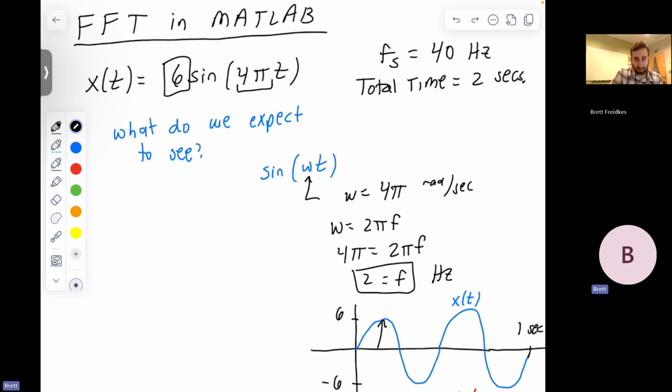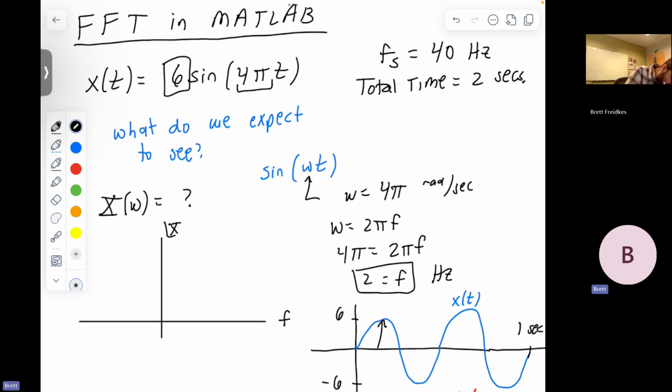Now the question is, what do we expect in our frequency domain? As I showed in another video, if we were to do the FFT of this, we learned that we would have in the frequency domain 2 Dirac delta functions, one at a positive frequency and another at a negative frequency. So I'm looking at F, and I'm looking at the magnitude of x of omega. Considering that our frequency is 2 hertz, I would see some Dirac delta function at 2, and we will see a mirror image of it on the other side that is negative 2.